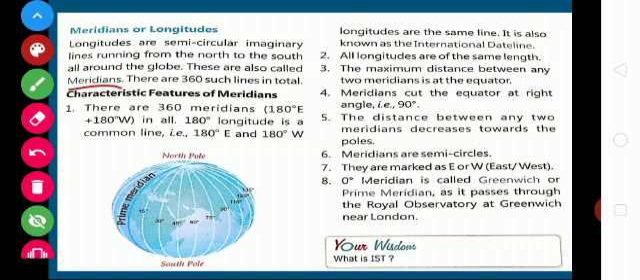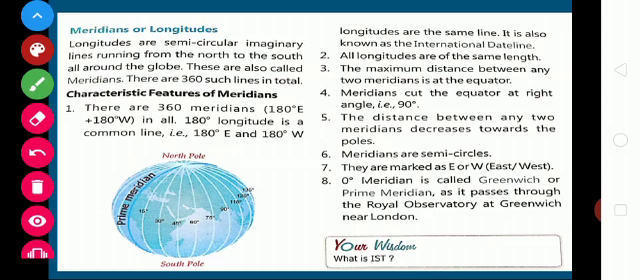Underline it, children. There are 360 such lines in total. These are semicircular imaginary lines that run from north to south. This is the North Pole and this one is the South Pole. And these are also called meridians. There are 360 such lines: 180 lines in west and 180 lines in east, totally 360 lines. And then characteristic features of meridians.